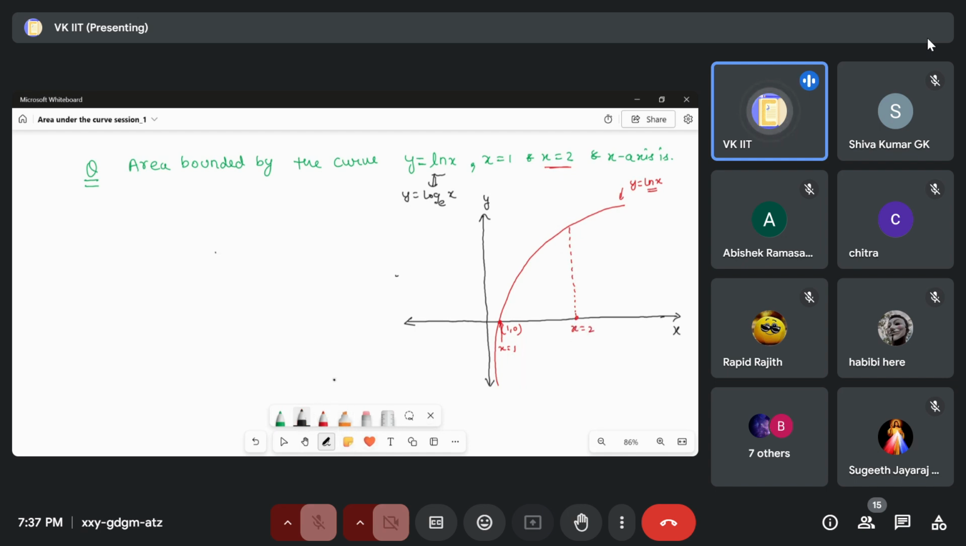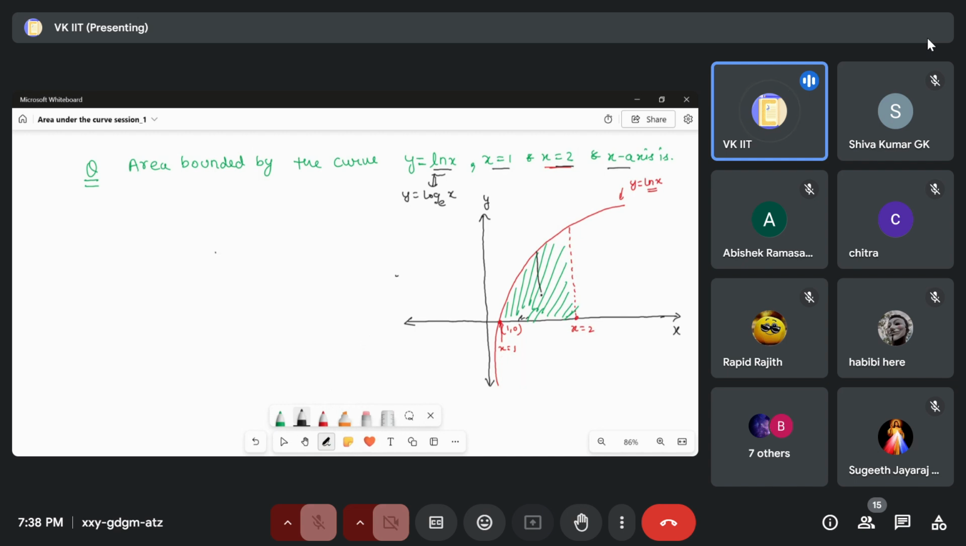Now you must have understood clearly that it is saying y is equal to ln x function, x is equal to 1 to 2, the limit, and the x-axis. So this x-axis has to be included. So the area that is required is this one. Isn't it? The area required is this one. So can't you calculate it quickly? Again, by considering the vertical strip.